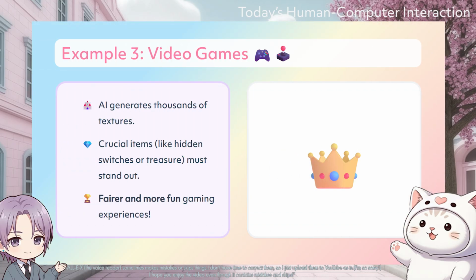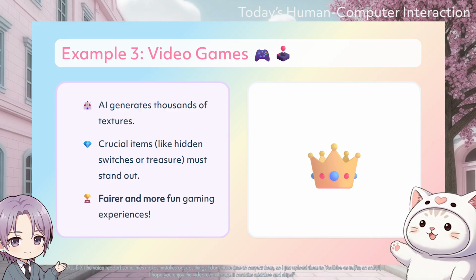Third, let us talk about video games, because I know you all love video games. Game developers use generative artificial intelligence to create thousands of textures like the bark on trees or the bricks on a castle wall. In many games, spotting a rare fruit or a hidden switch is crucial for winning. If a game level is generated with bad color choices, a player with color vision deficiency might walk right past the treasure.